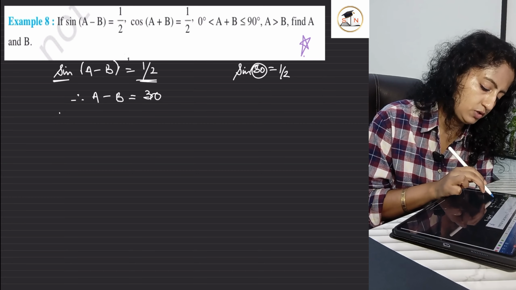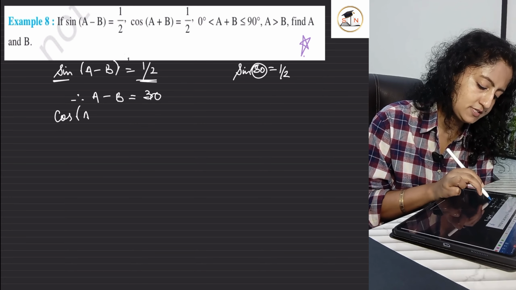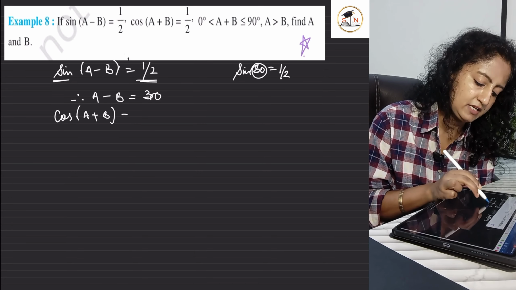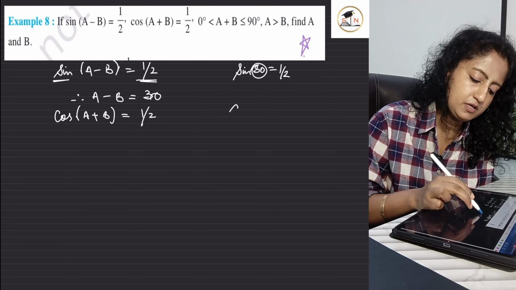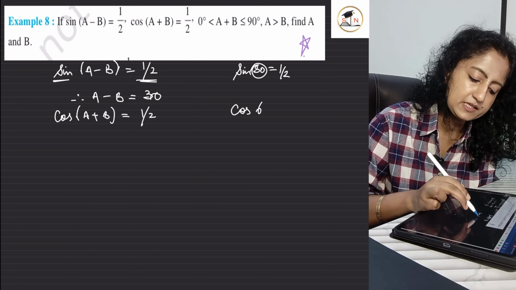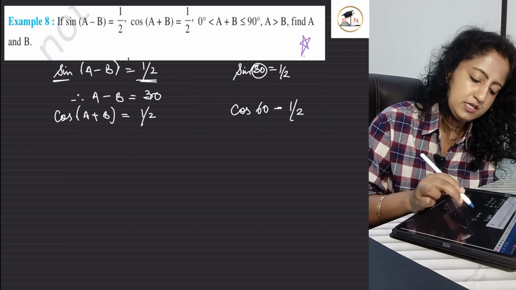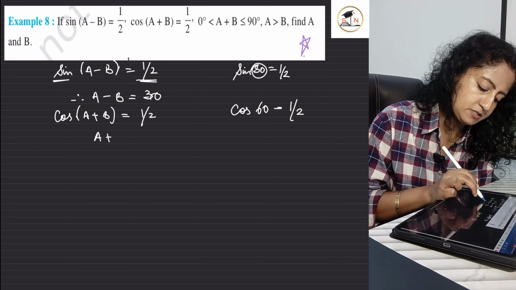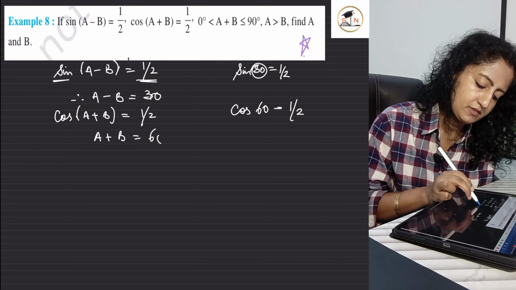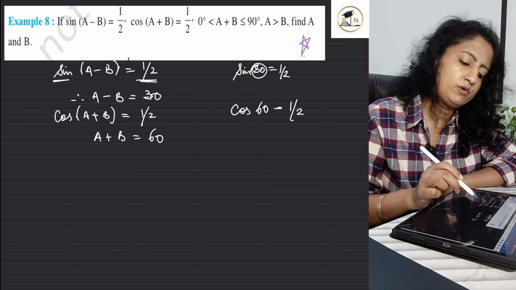Now, similarly, what we have? We have cos(A plus B). It is again given to us as half. अब cos की वैल्यू हाफ कब होती है? 60 पे. Okay. So अब मैंने क्या कर दिया? A plus B को I replaced with 60. Right? And what do you see?